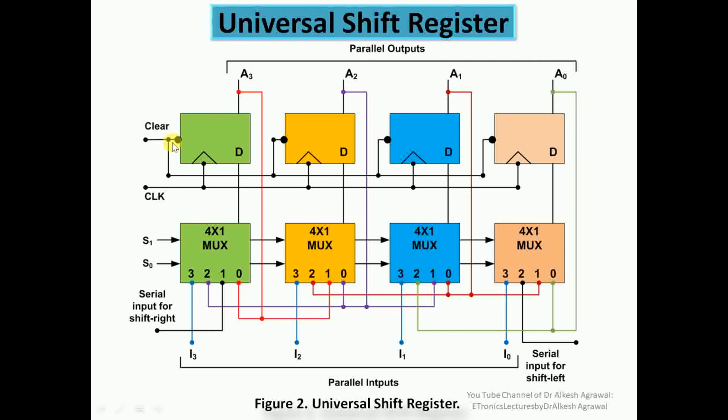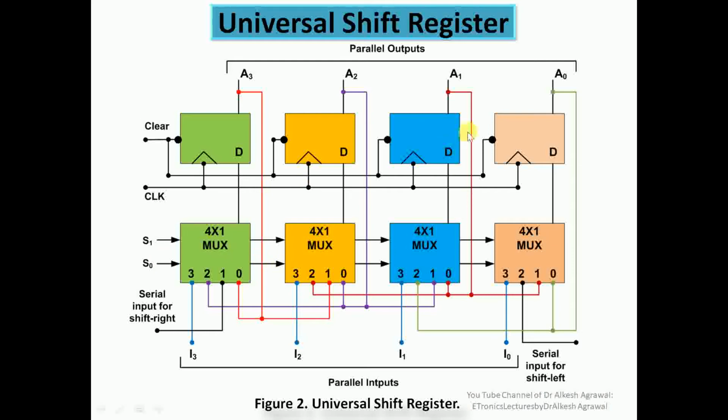The clear input is mainly to clear the contents of the flip-flops, which is an active low input connected to all the clear inputs of the D flip-flops. Then we have the clock. With every clock pulse, the state of the flip-flop changes. So this clock and clear control the D flip-flops. Then to control the multiplexers, we have selection inputs S0 and S1. We have two selection inputs because we have 4-cross-1 muxes.